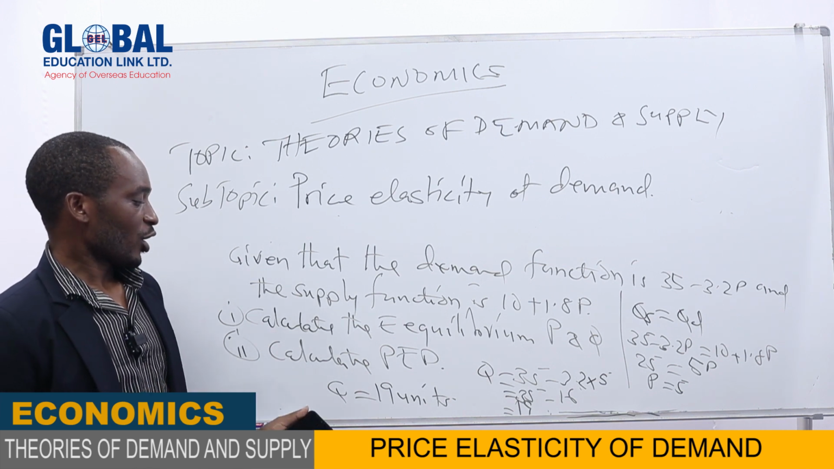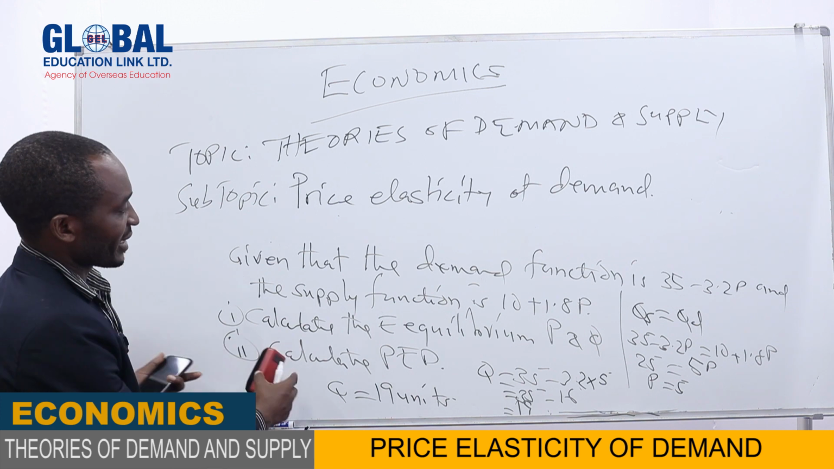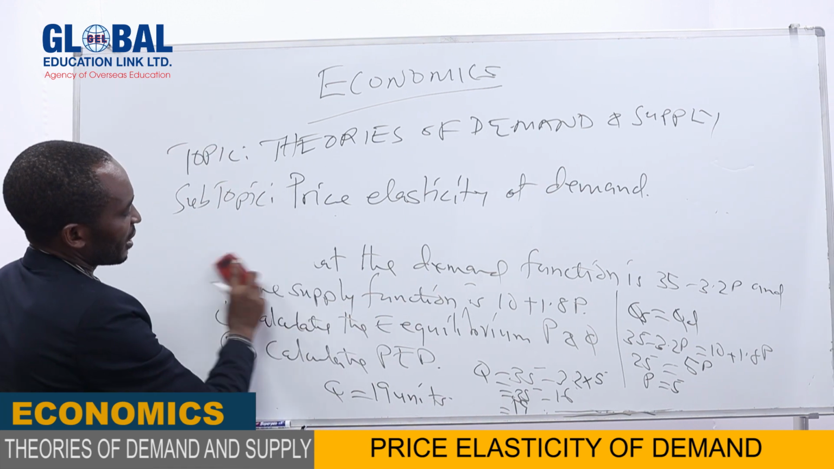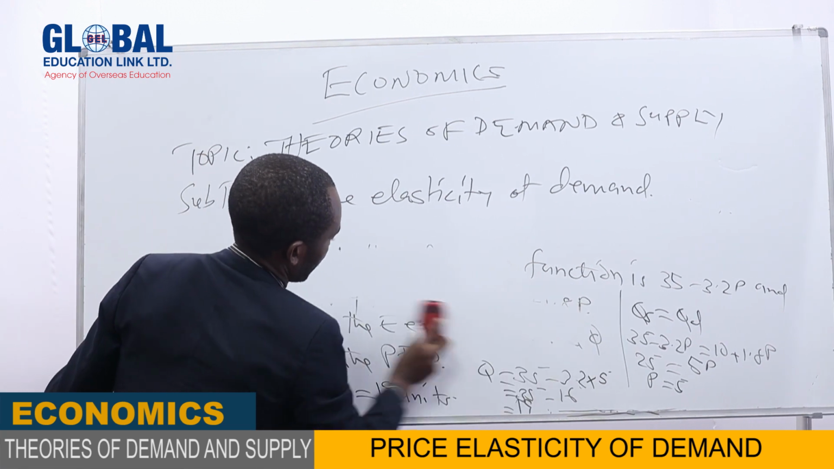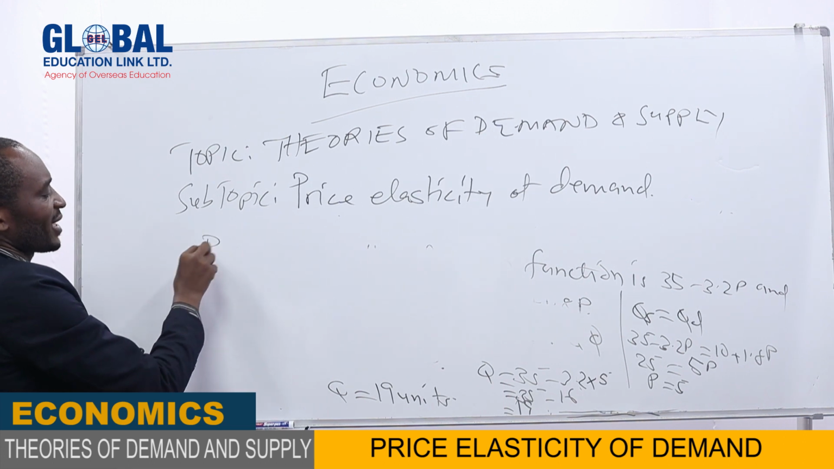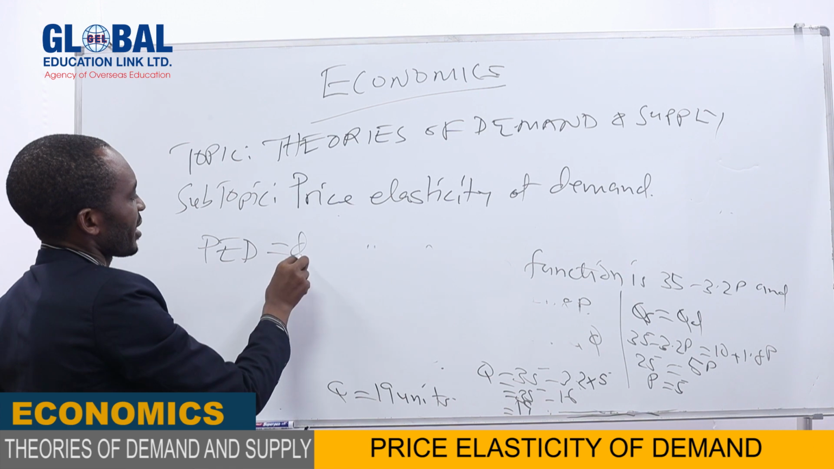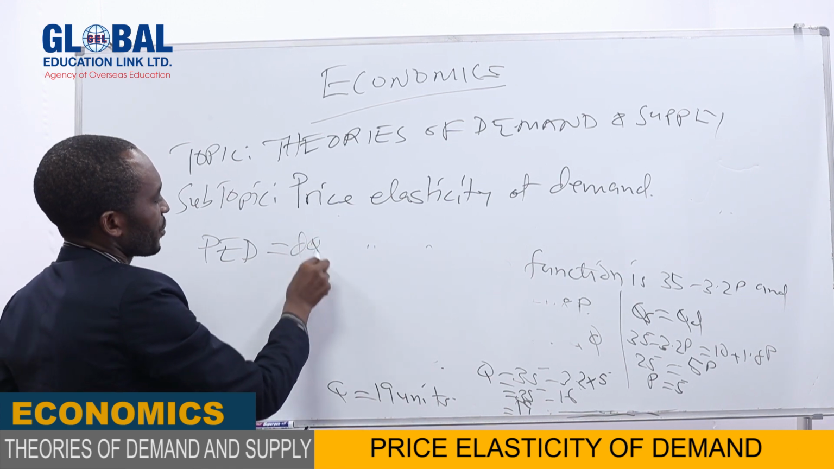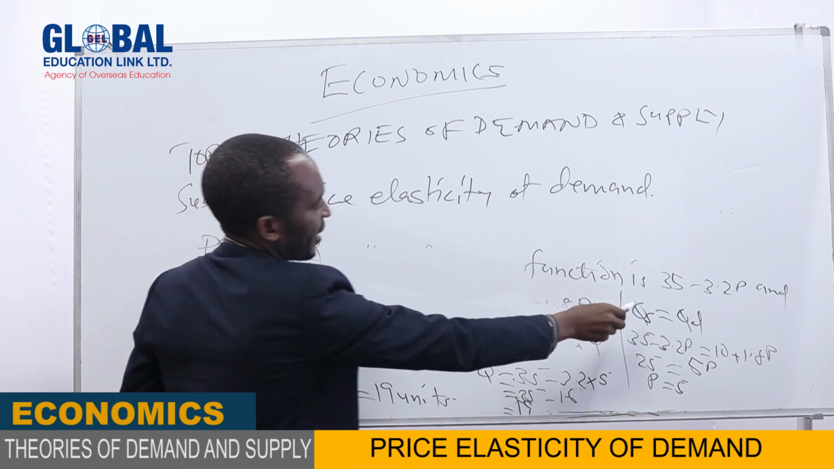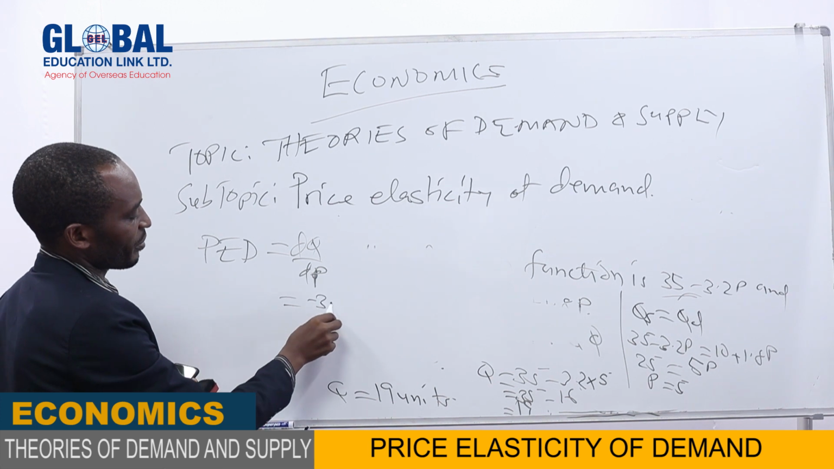Also, you ask to calculate the price elasticity of demand. Now, price elasticity of demand, since you are given the equation, we'll use the calculus. So, price elasticity of demand, you differentiate this equation, which is dQ over dP. When you differentiate the demand equation, will be negative 3.2.